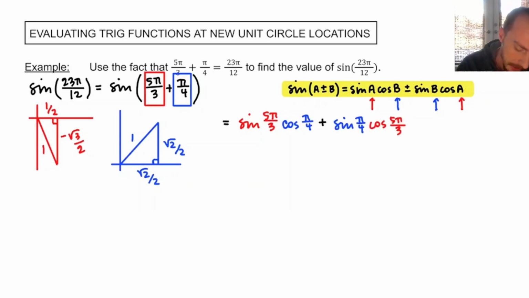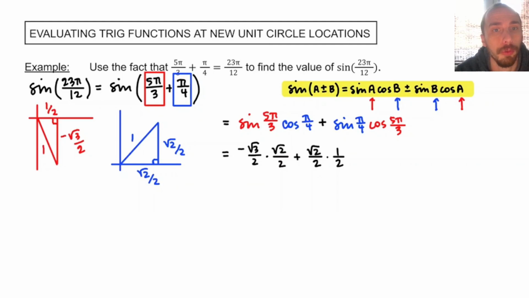Then I'm going to look these values up from the trig diagram I drew. Sine of 5 pi over 3 is the vertical leg on the red triangle, and it's going to be negative root 3 over 2, multiplied by cosine of pi over 4, and then I'm going to add sine of pi over 4 multiplied by cosine of 5 pi over 3.